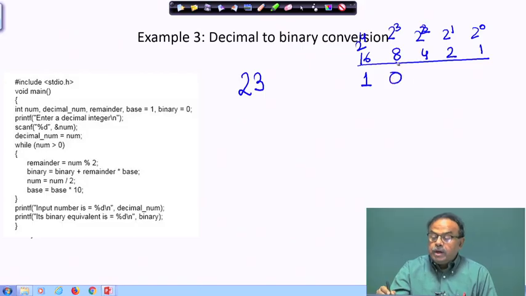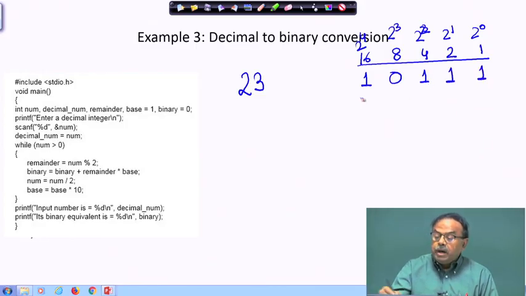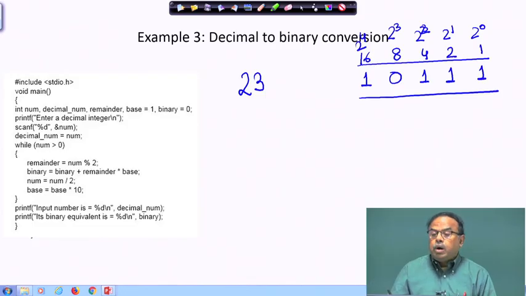So, this should be 0, I cannot put a 1 here because that will be 16 and 8 will be 24. So, 1 here, 2 0, this. So, my binary is 1 0 1 1 1.